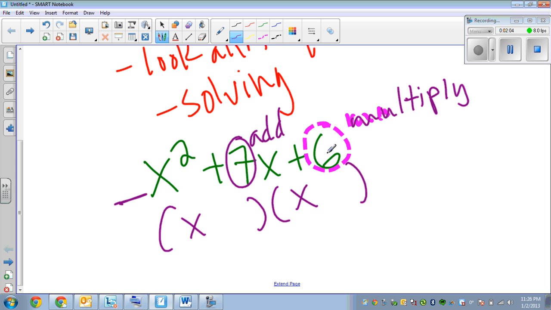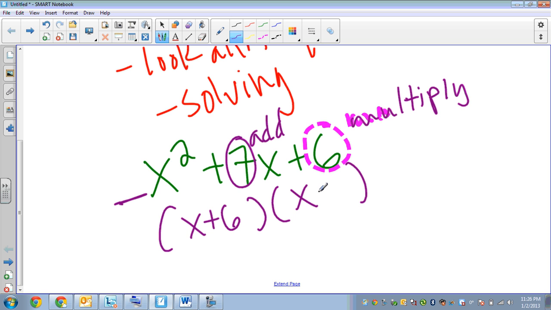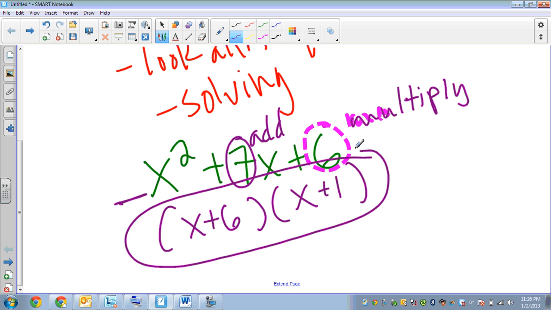Two numbers that multiply to be 6. Well, you can try 3 and 2. 3 and 2 add to 5. That's not what we want here. 6 and 1 add to be 7. So we're going to put a plus 6 and a plus 1. This is our factored answer. Like I talked about yesterday, we're the home wreckers. We're breaking this up into pieces, smashing a big rock into little pieces. That's our big idea here with what we're doing.